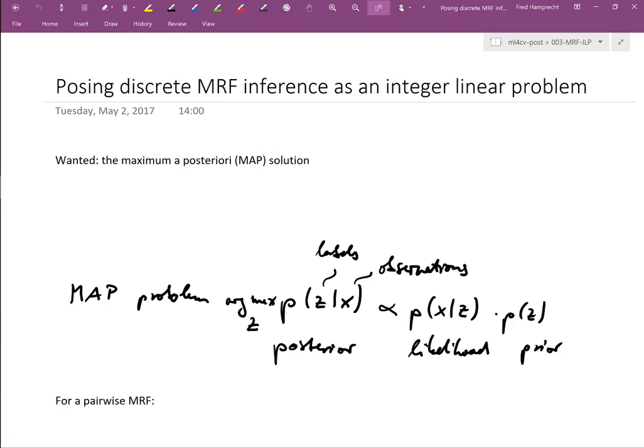And I've repeated the formula here. So we have a prior, we have a likelihood, we have a posterior, and finding the MAP solution, the maximum a posteriori solution, which is also called inference, means that we now want to find the configuration of random variables z that maximizes this probability or that minimizes the corresponding energy.